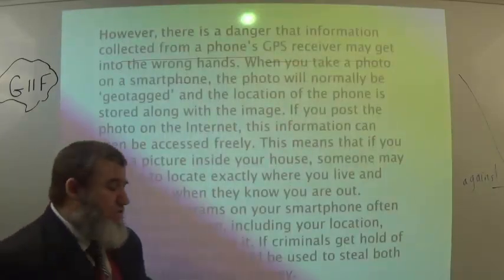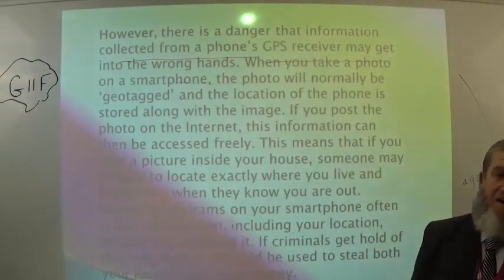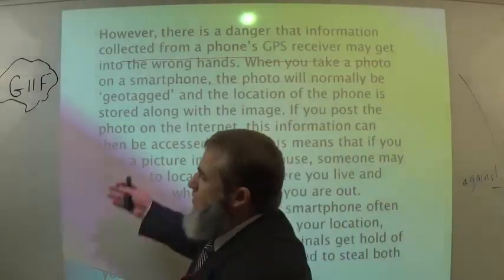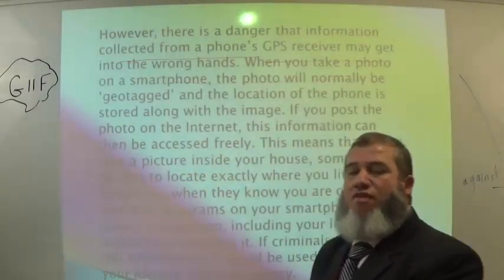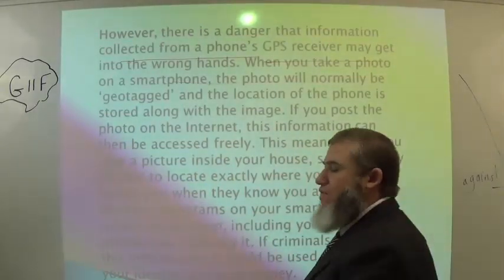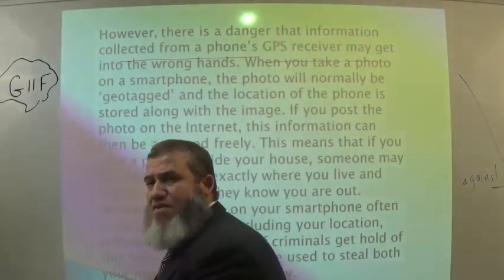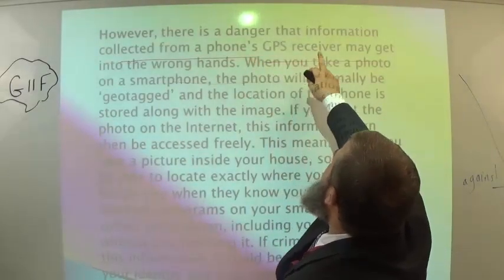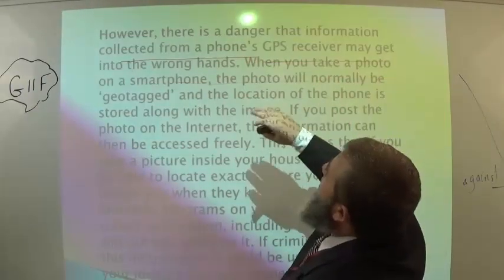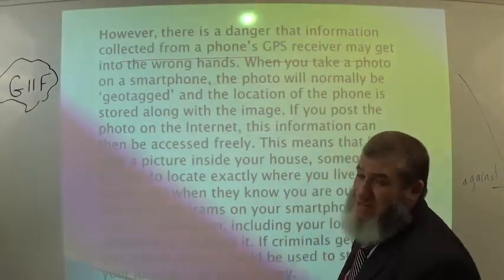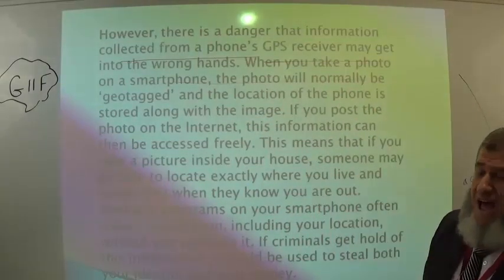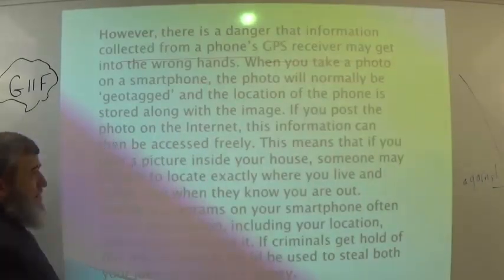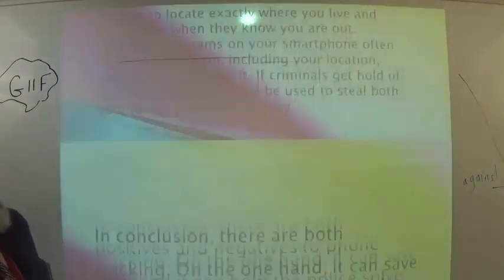Then, when he moves to the second paragraph, to the opposing ideas, he begins with "however," from another angle. On one hand, on the other hand, he presents the opposing ideas. There is a danger: information collected from the phone can be misused. He presents every reason, and with each reason he talks about the details that support his ideas.